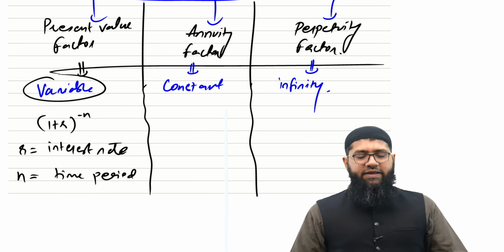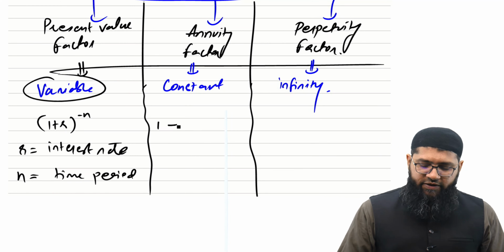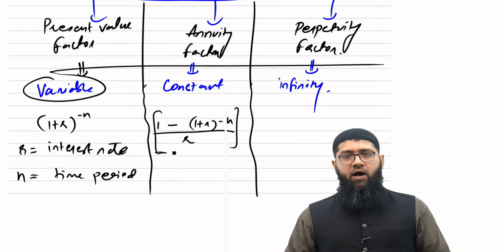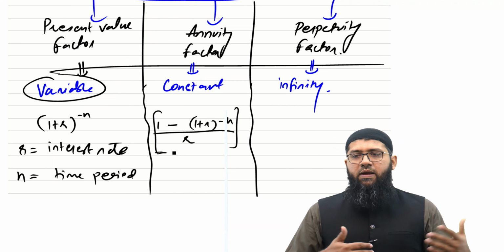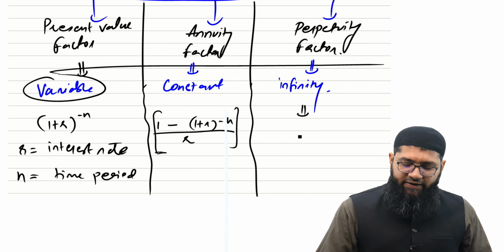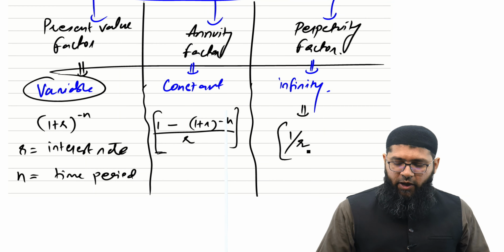Then you have got constant cash flows. How do we calculate the constant cash flow? It's 1 minus (1 plus r) power minus n, divided by r. That's what the annuity factor is all about. And then we have got the perpetuity factor, which is calculated like this: 1 upon r.